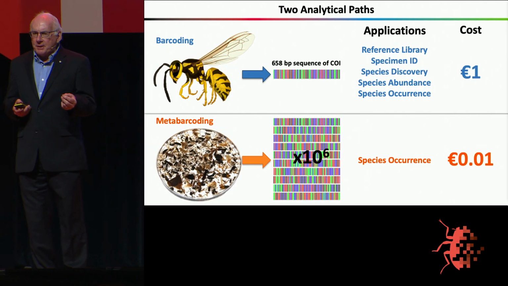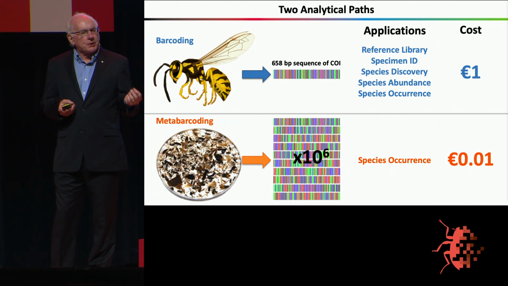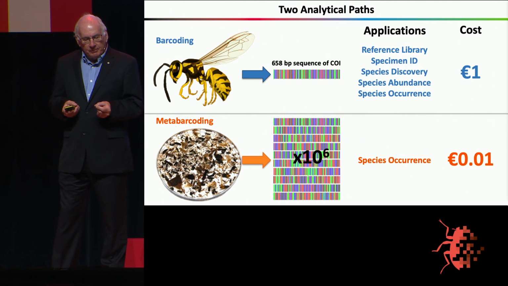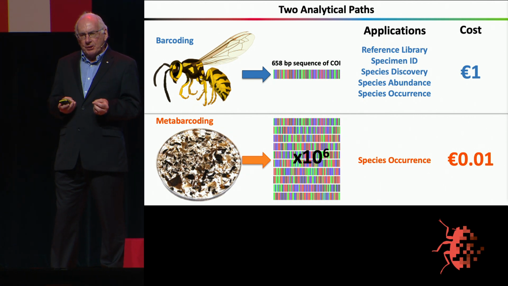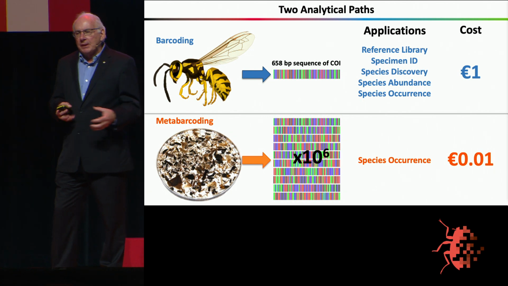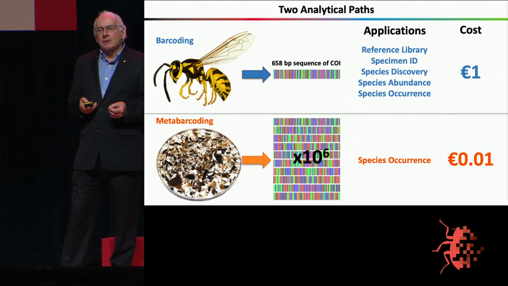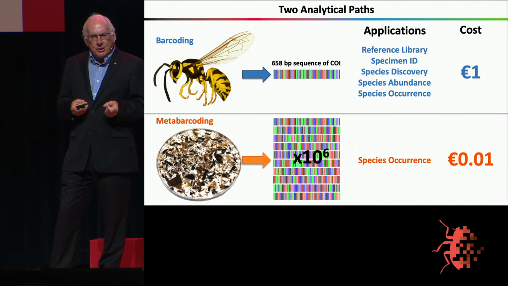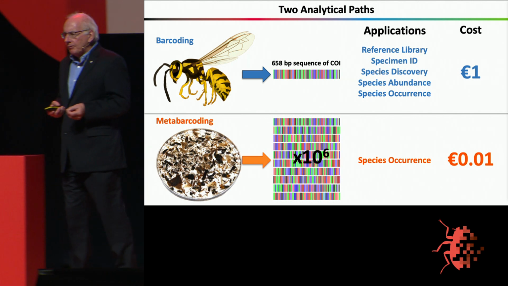Two analytical paths: barcoding, where you take a single specimen and recover a single short sequence from it; and metabarcoding, where you take a large assemblage of specimens, extract DNA, and gather large numbers of sequences that are connected to that sample. The applications: metabarcoding gives species occurrence data. Value: really cheap, a euro penny per specimen.